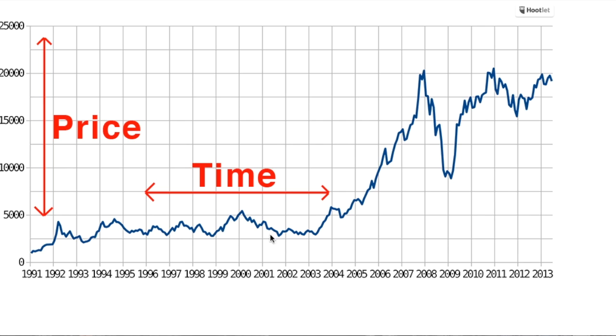And so as you can see here, the horizontal axis is the time frame that we want to see the chart in. And as you can see here, this particular chart goes from 1991 to 2013. So it's a very big time frame. And as you can see here, this stock has done very well for itself.